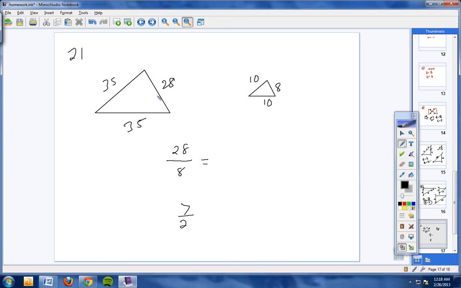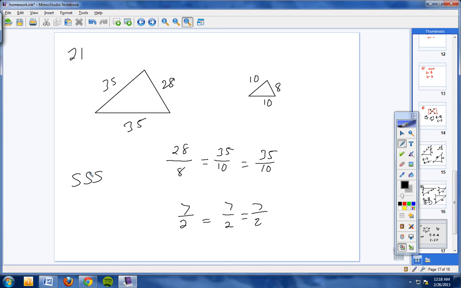Now we take 35 and put it over 10. So 35 over 10 would reduce to 7/2. And then the other side over here, 35 goes with 10, so 35 over 10 again gives us 7 over 2. So yes, they're similar by what theorem? Side, side, side similarity theorem.